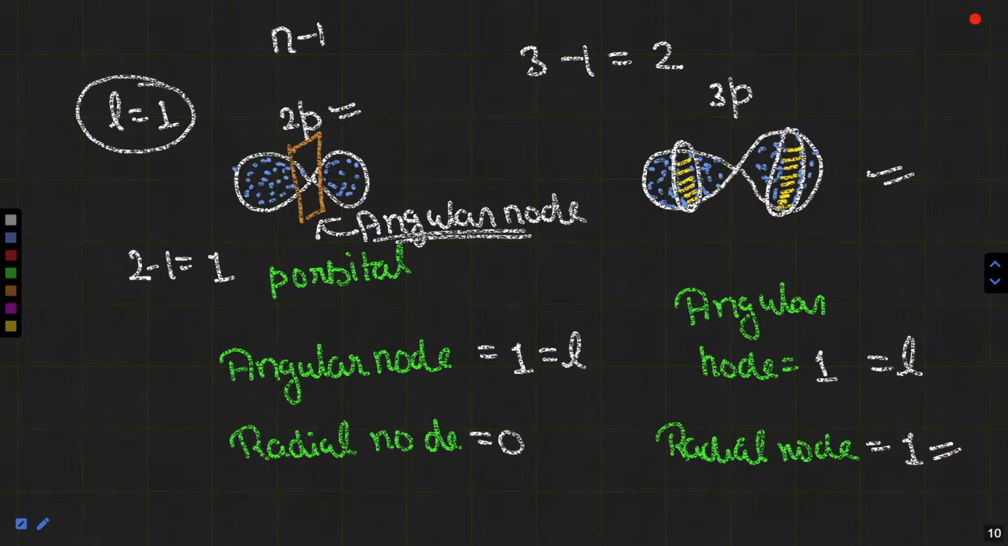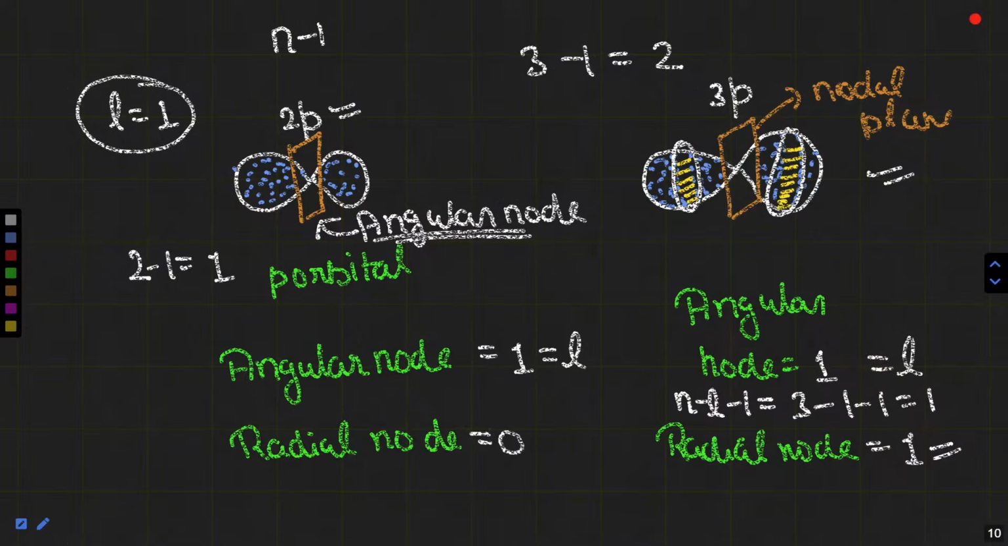Got it? Now, is it clear what the difference is between radial node and angular node? Radial node is again present here only in the middle. This is called the nodal plane, and this indicates your angular node. Any doubt in this? It's very simple. Just use the formula n minus L minus 1 to find the count of radial node. The value of n is 3. The value of L is 1. Minus 1, you will get it as 1.